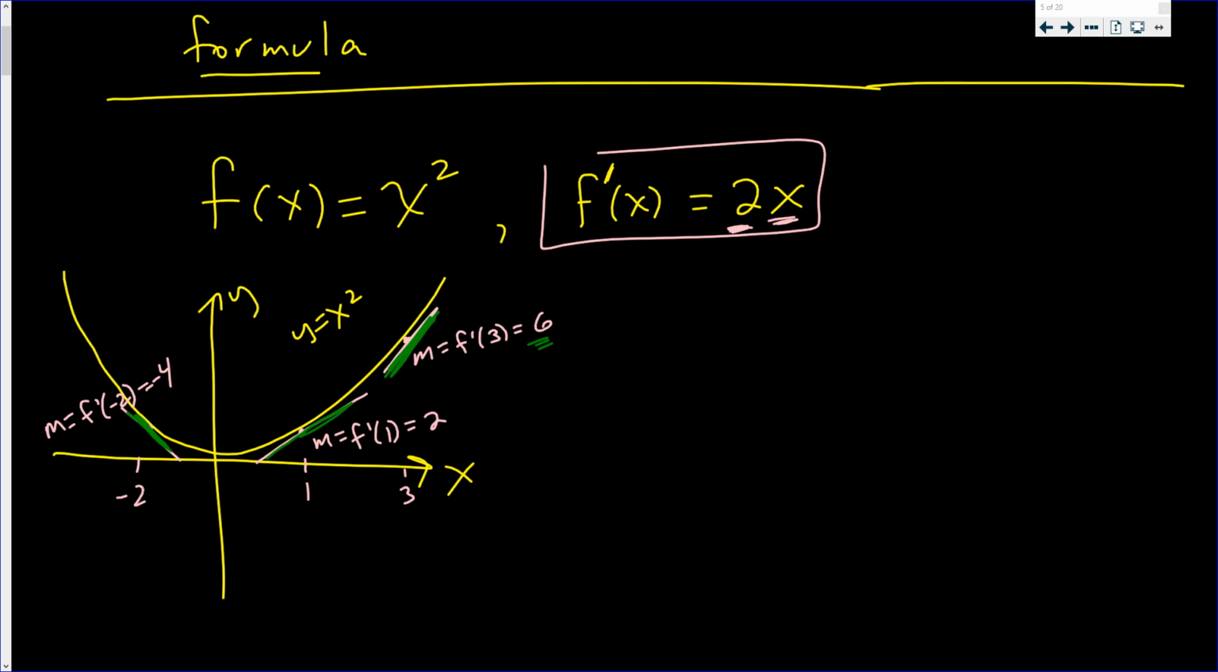Now, what about the slope of the tangent line at 0? That's just going to be a horizontal line. Let's see if that works out. So m should be the derivative at 0. Well, 2 times 0, not going to believe it, it's 0. So it worked. The derivative formula gives you the slope of the tangent line at any point.